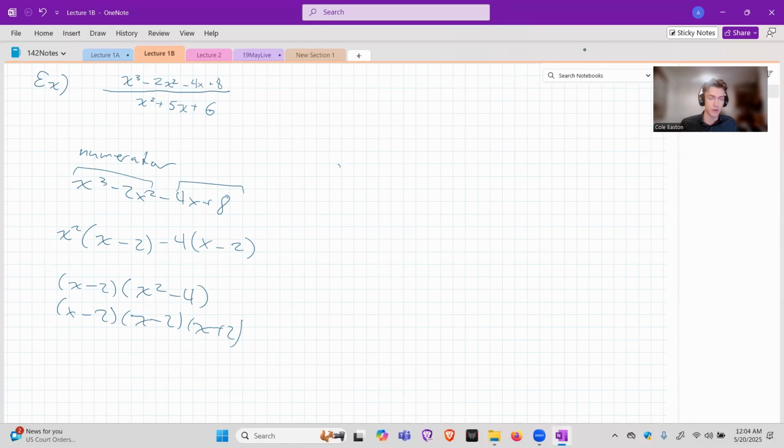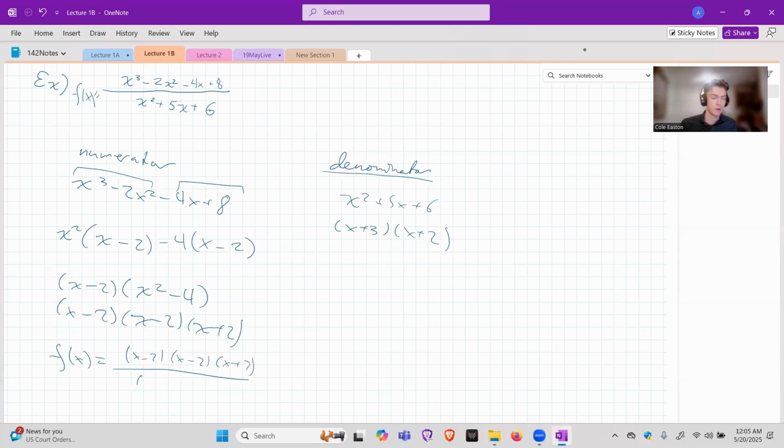And now let's do our denominator. So x squared plus 5x plus 6. We're looking for two numbers that multiply to 6 and add to 5. So that's going to be x plus 3, x plus 2. So the denominator is fully factored. So let's give this function a name really quick. Let's call this f of x. And we're going to say f of x equals x minus 2, x minus 2, x plus 2 over x plus 3, x plus 2.